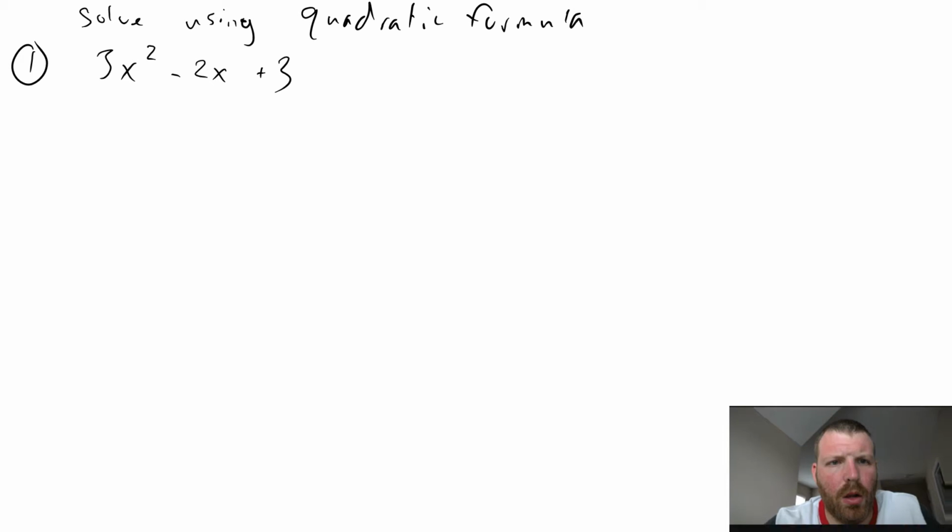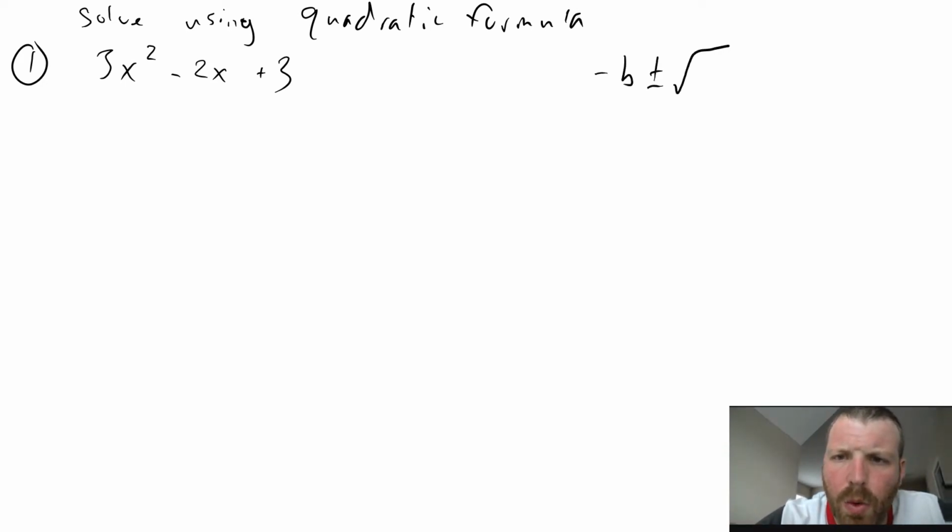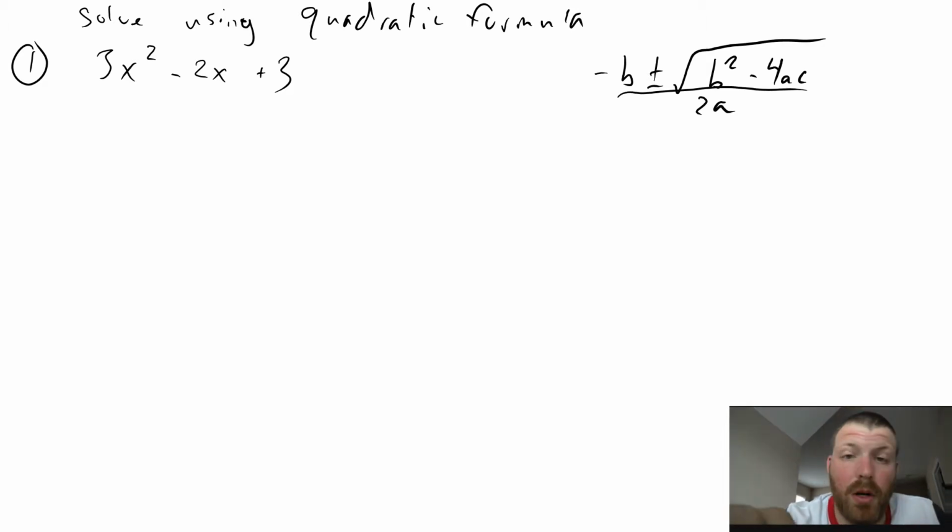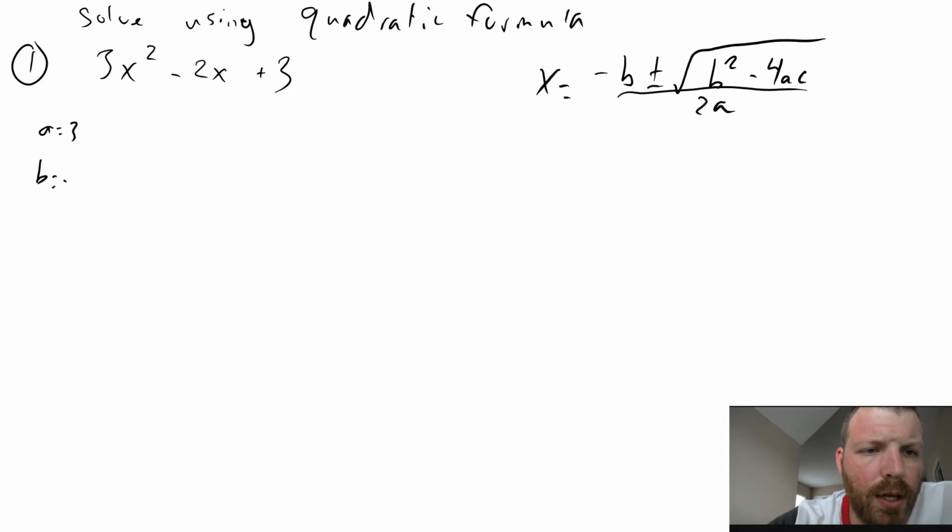Alright, so let's look at how complex numbers work here. So we're going to solve this using the quadratic formula. If you remember, negative b plus or minus the square root of b squared minus 4ac all over 2a. You need to write that thing down and remember it. It's x equals. So a in this case is 3, b is negative 2, and c is 3.